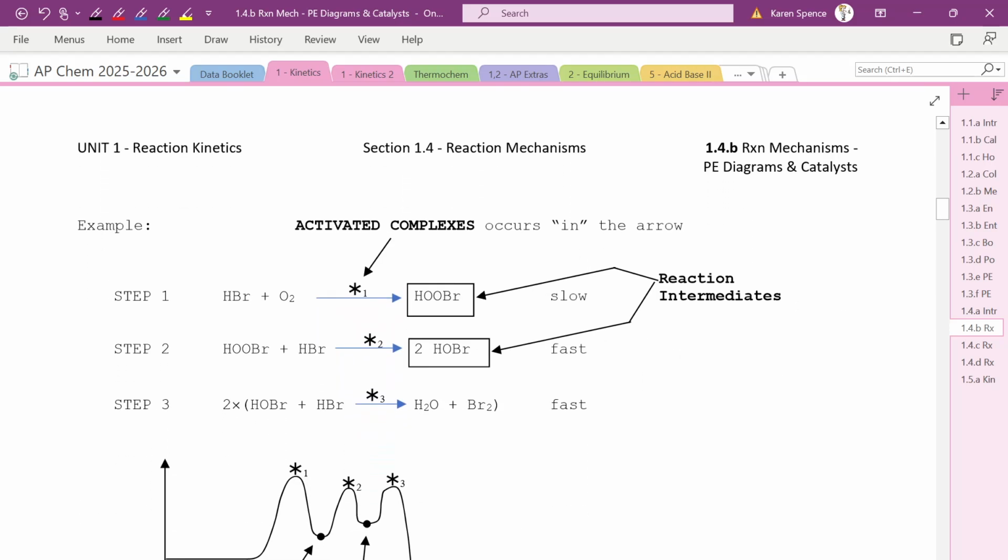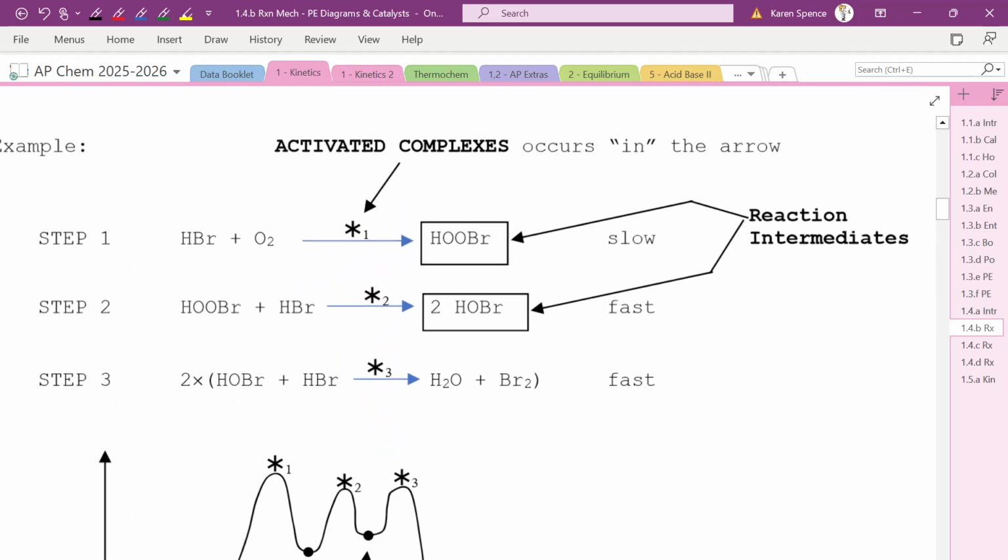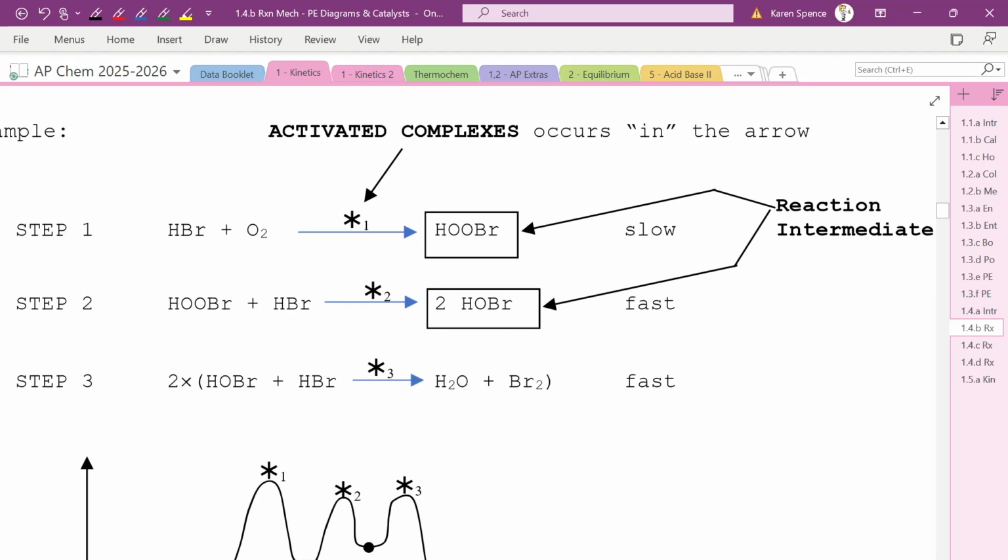All right. And if you recall, our activated complexes occur within the arrows, so we don't actually see them in the reaction. This is our reaction from last day. We had a slow step and then 2 fast steps, fast.